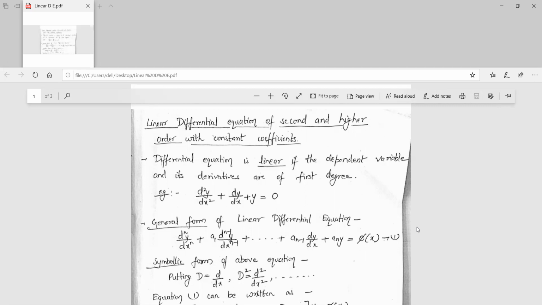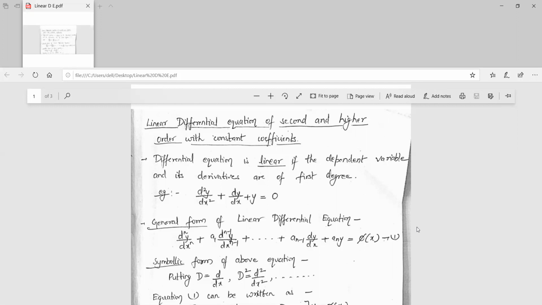d2y by dx square plus dy by dx plus y is equal to 0. The degree of this differential equation is 1 and the order is 2. It is a second order and first degree differential equation, and the dependent variable y is also of first degree. In this case, the differential equation is said to be linear.